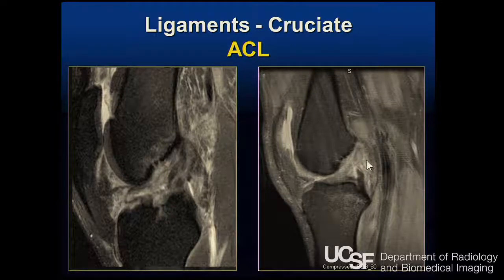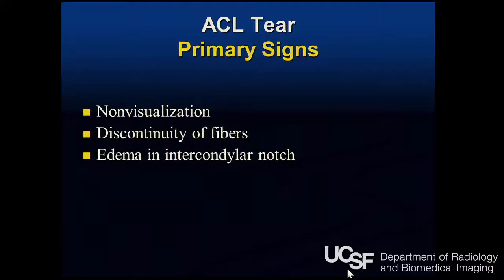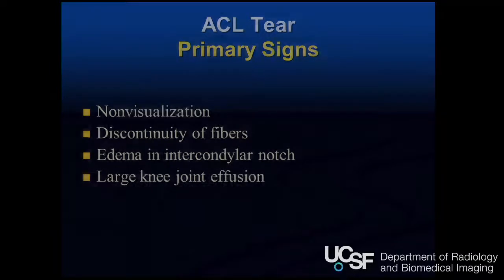We see a lot of these this time of the year with ski season, and so just be aware that you will see these. These are increasing in terms of both the diagnosis as well as the patients coming for imaging. So moving on to primary signs, we described some of these: non-visualization, discontinuity of the fibers, edema in that intercondylar notch, and a large knee joint effusion.